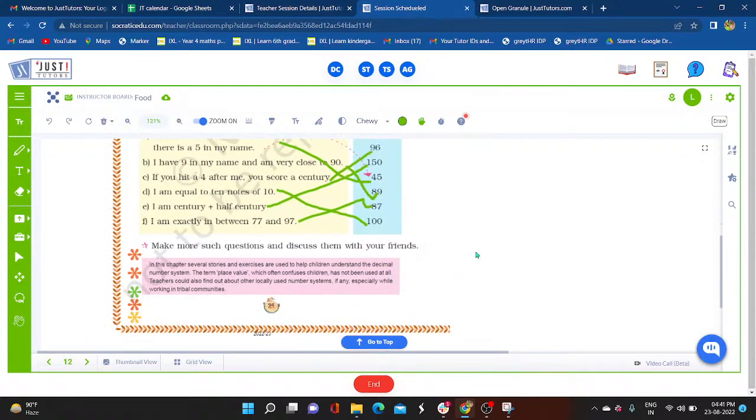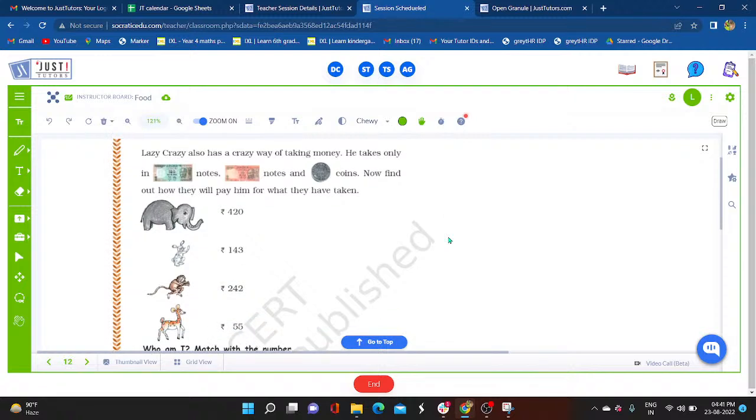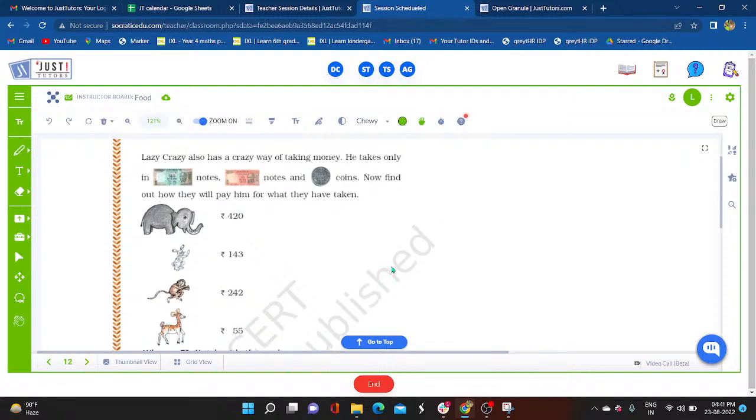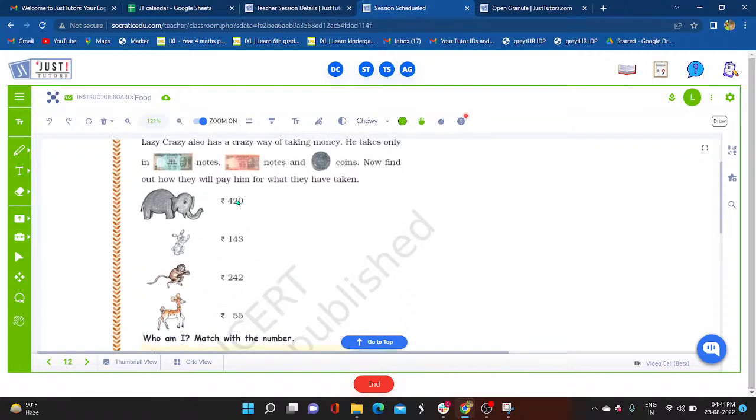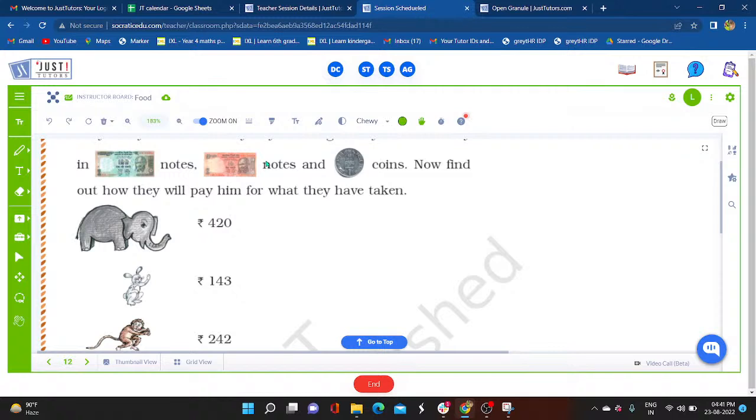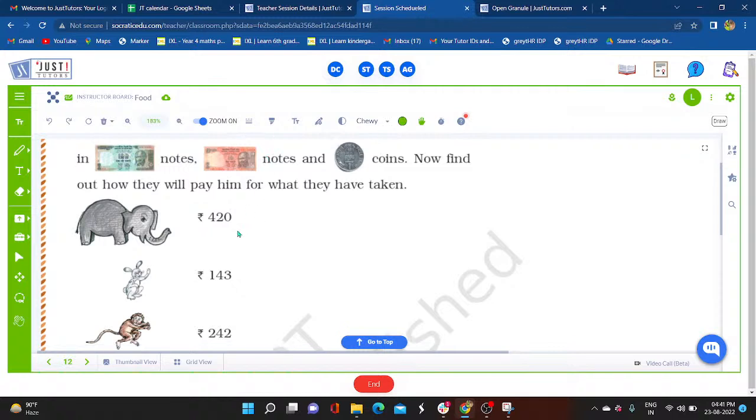Okay, now let's try this over here. Lazy also has a crazy way of taking money. He takes only 100 rupee notes, 10 rupee notes and 1 rupee coins. Now find out how they will pay him for what they have taken. So here he would take only 100 rupees, 10 rupees and 1 rupee coins.